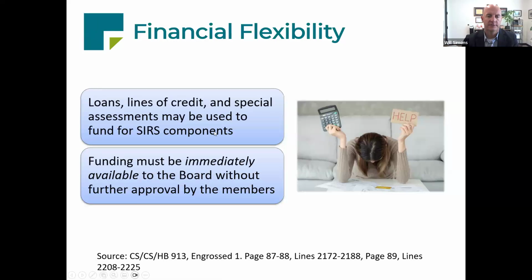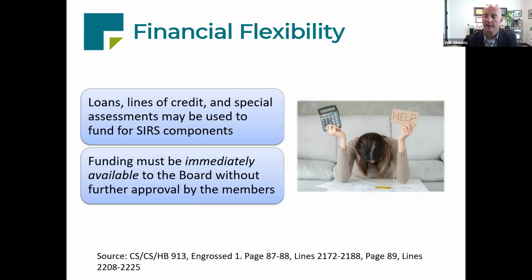Okay, one of the biggest focuses last year was on financial flexibility. I think there was a lot of angst and anxiety about the financial impact to communities from these SIRS requirements. So last year they built in some new measures that are supposed to give a little bit of flexibility. The first one is that associations can now incorporate loans, lines of credit, or special assessments to fund their SIRS components.